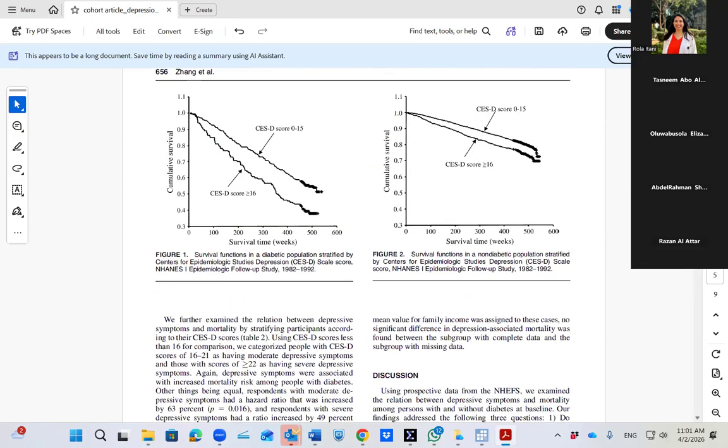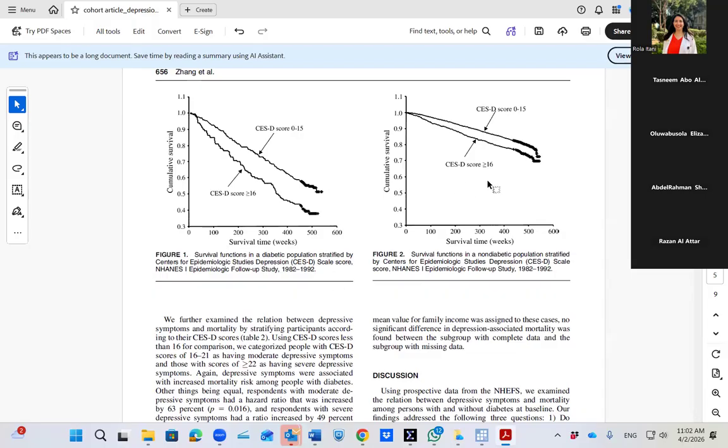What about this one? So we have figure 1. Now we can look at these curves also. What can you get? Comment on this survival probability of surviving over time. It's one for the diabetic population and the other one for the non-diabetic population. Yes, this one is the diabetic population stratified by depression, and this is the non-diabetic.